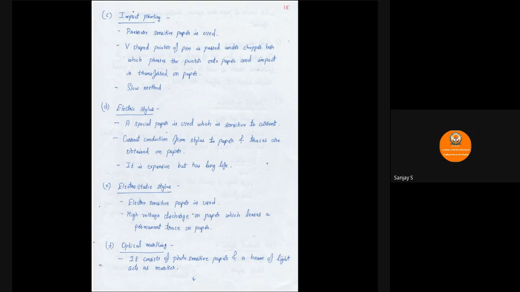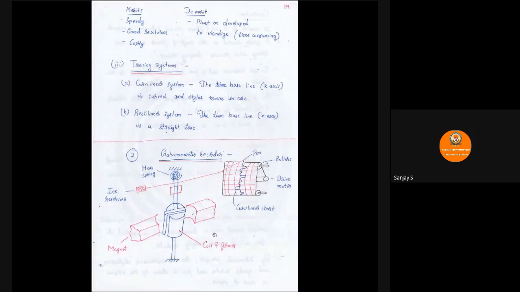Then we have the latest one, which is optical marking, where a photosensitive paper is used as the recording chart or material. Beam of light acts as marker. Then the advantages are it is fast, it has good resolution, and it is expensive. The demerit is that it must be developed to visualize, which is a time consuming event.